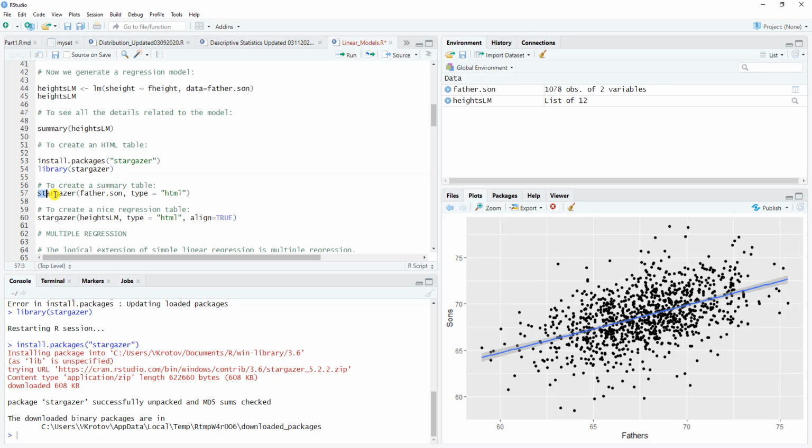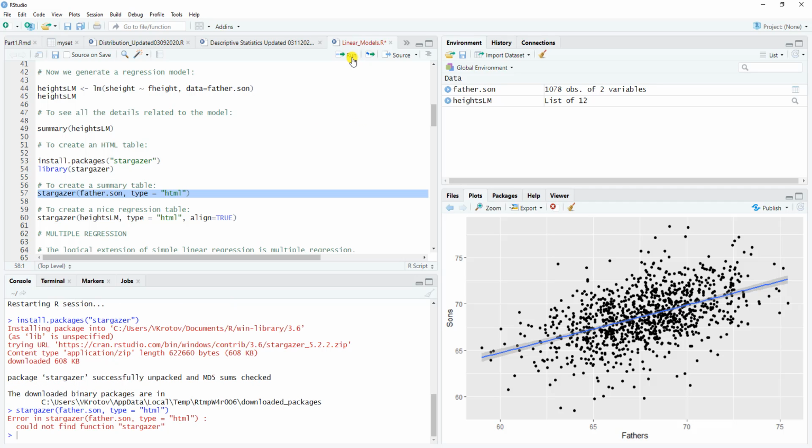So here we're applying the stargazer function to the father-son data set, something that we loaded earlier, and the output that we're generating is HTML. So here you're creating basically a descriptives table, a table that contains several descriptive statistics for each of the variables in the father-son data set, which is father height and son height in inches. So that's what we will do right now.